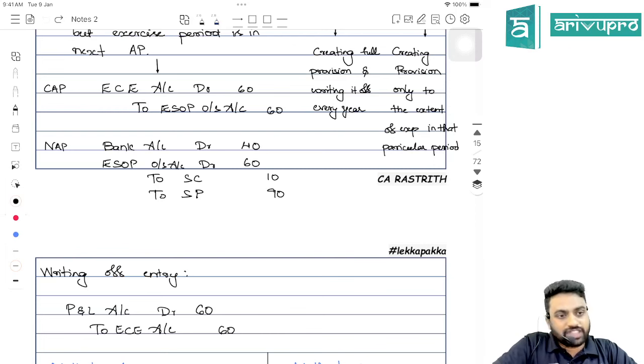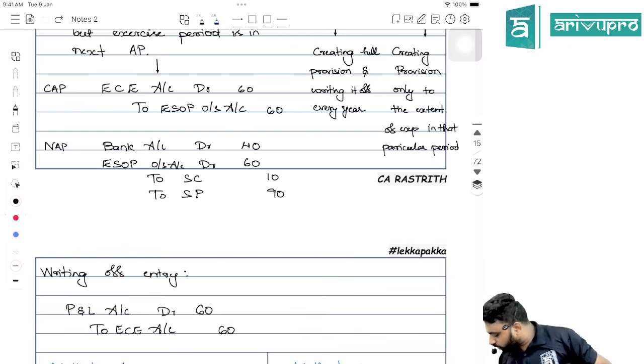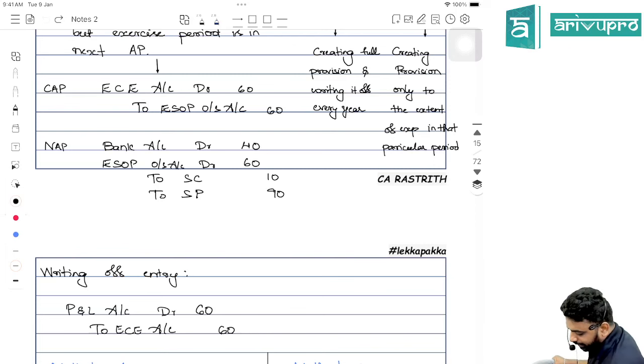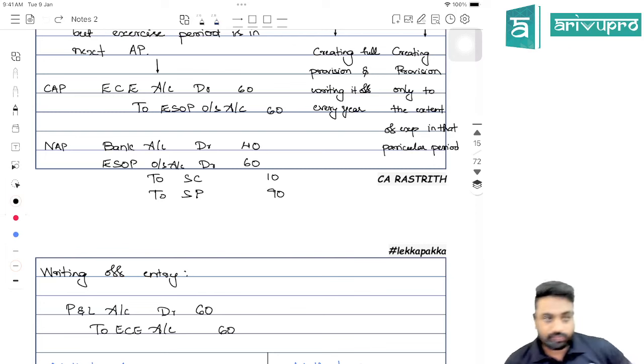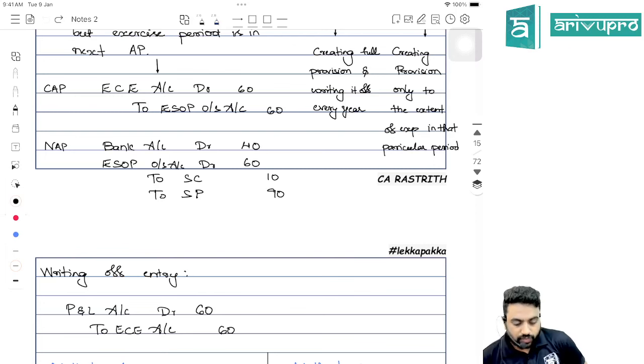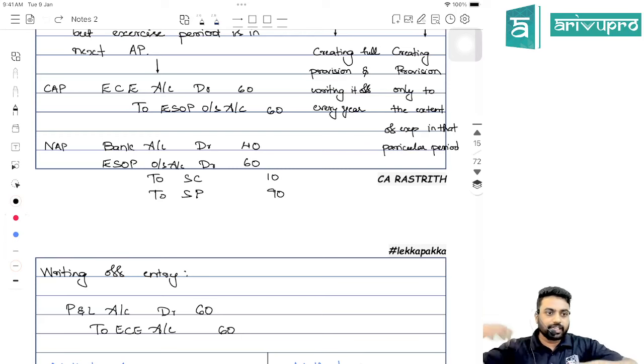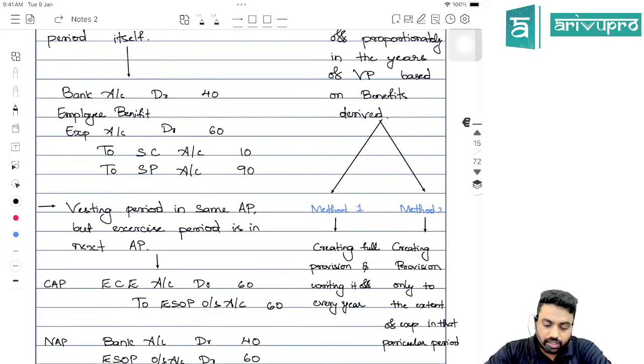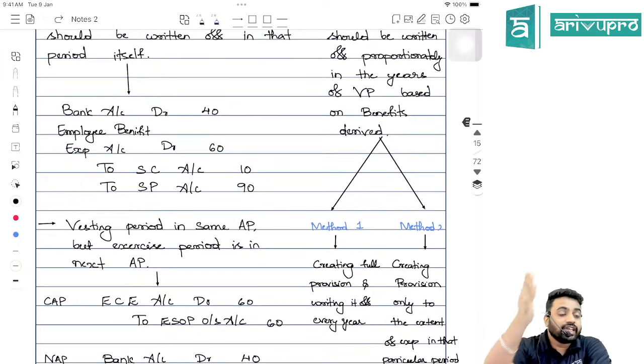Basically, in the year in which we incurred it, we created a provision. In the year in which they exercised, we wrote off that provision. That's it. Otherwise, if we take it as an employee compensation expense in the next year, then it will be treated as an expense of the next year. Got it? Okay. And always remember, the expense to be written off to P&L relates to that particular year. This is for when it is getting over in a single year.